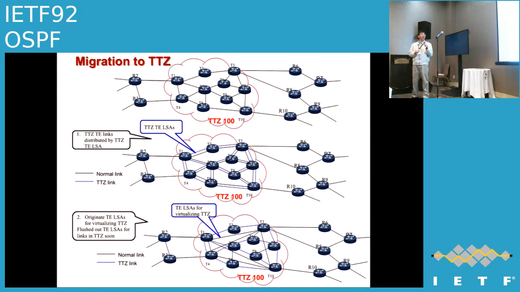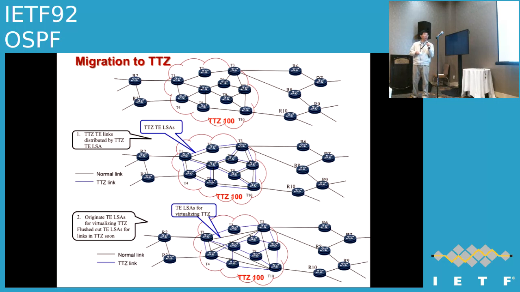So first we configure the TDZ in this cloud, and then we distribute TDZ information using another LSA. So this TLSA will distribute just within this cloud, because after configuration, those edges will know this TDZ LSA, so it will just not distribute this information to outside. So after distributing this TDZ information, and then we can do the migration.